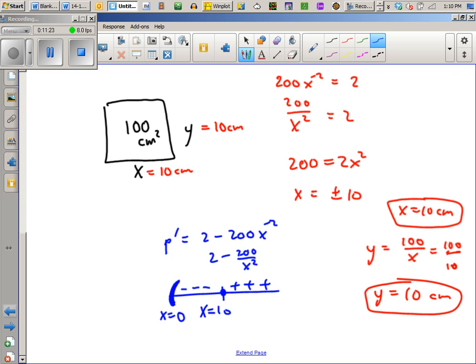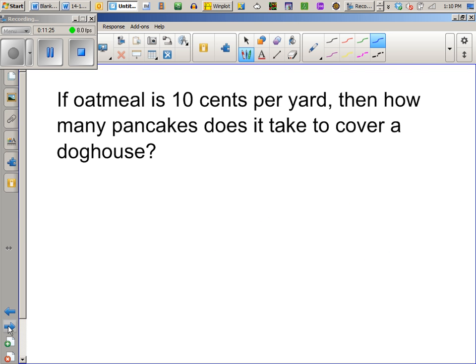Okay, let's go to the next problem, which says, if oatmeal is 10 cents a yard, how many pancakes does it take to cover a doghouse? Oh wait, that's the wrong class. Sorry. That's not right.